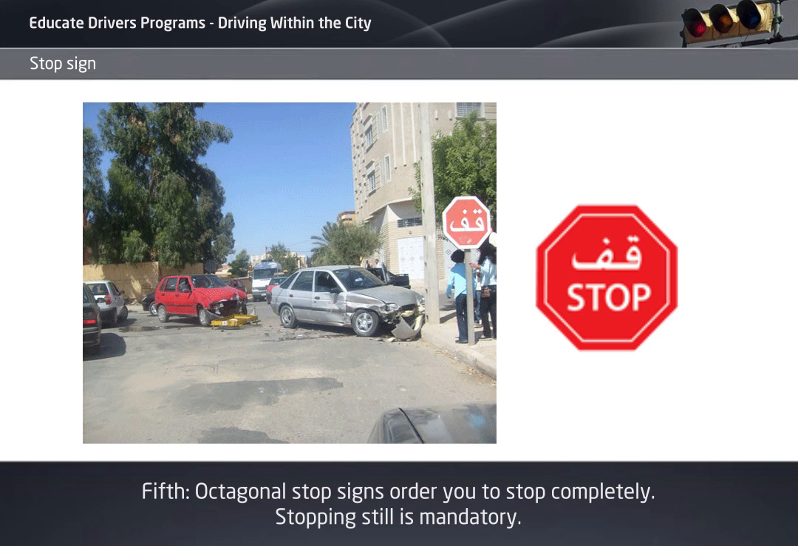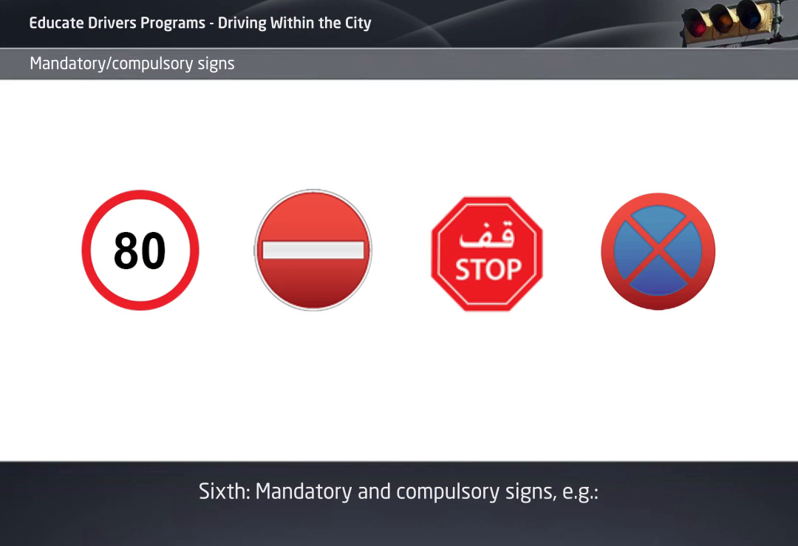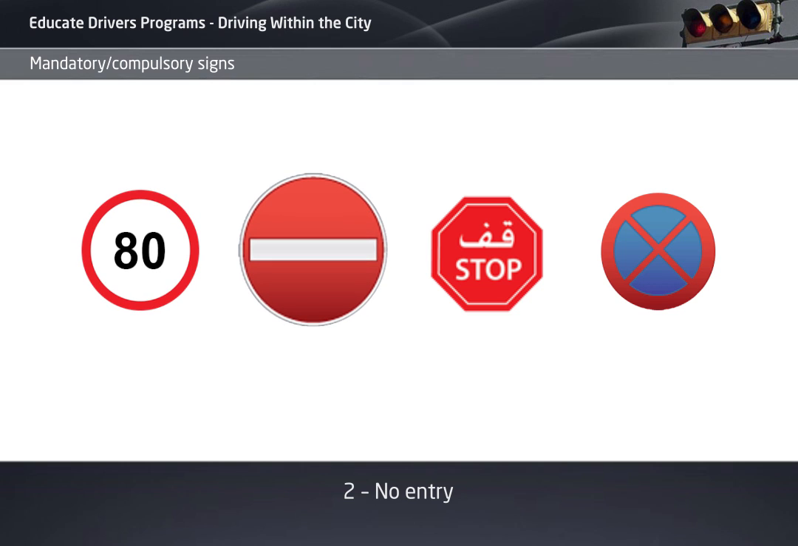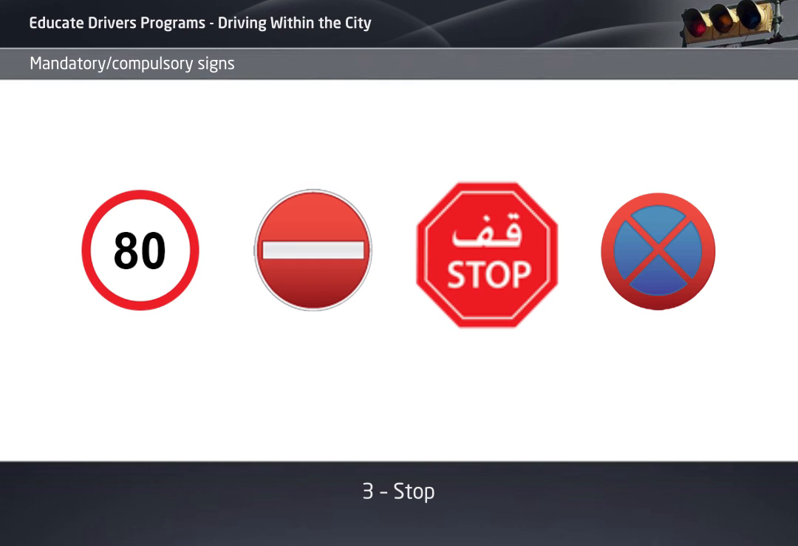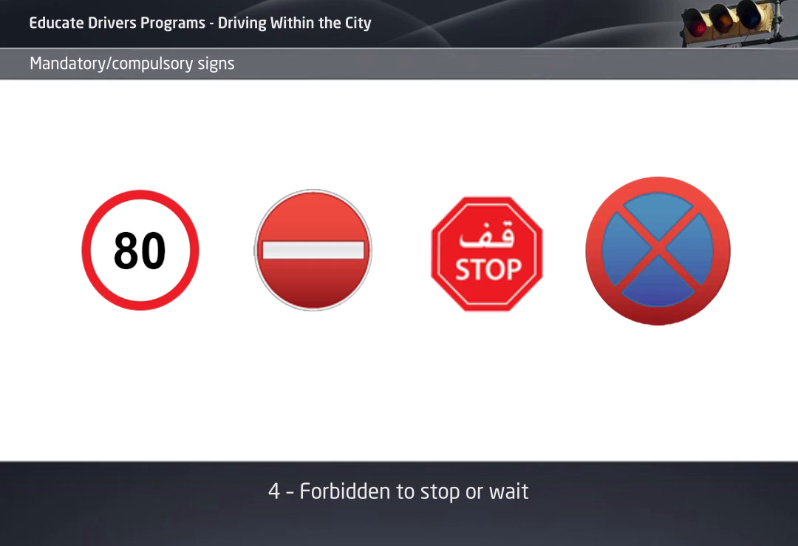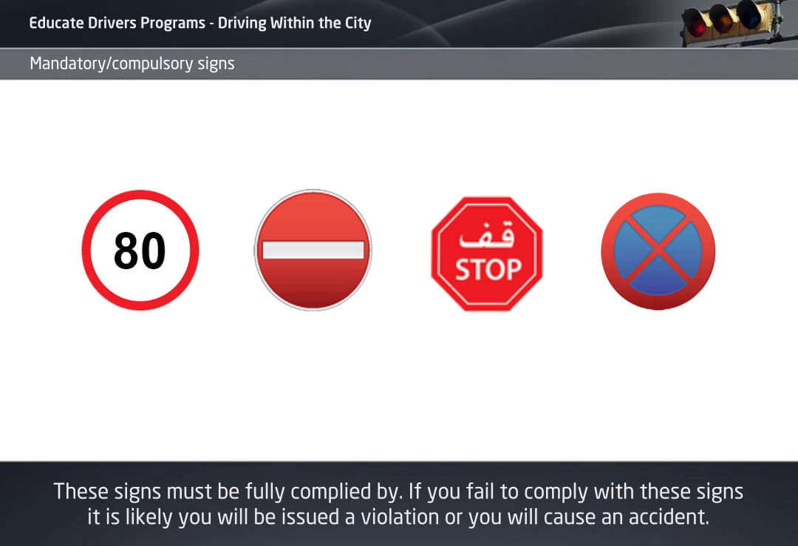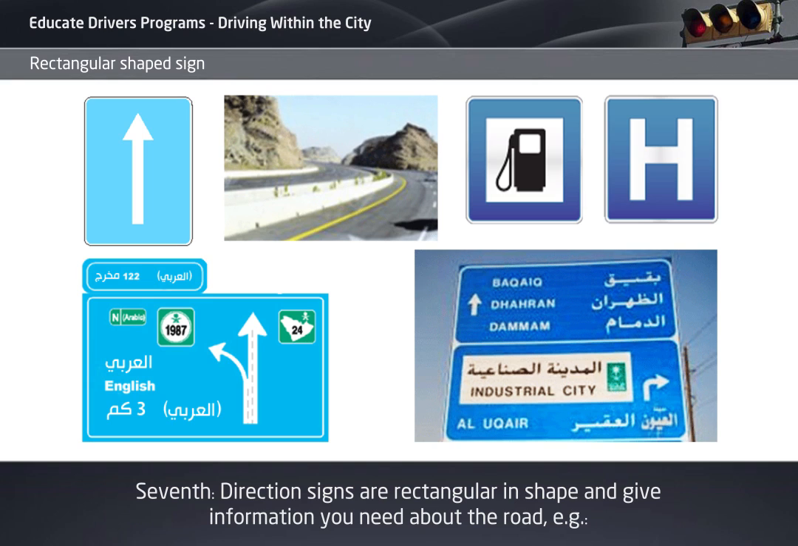Stopping still is mandatory. Sixth, mandatory and compulsory signs. Example: 1. Speed limit. 2. No entry. 3. Stop. 4. Forbidden to stop or wait. These signs must be fully complied with. If you fail to comply with these signs, it is likely you will be issued a violation or you will cause an accident.